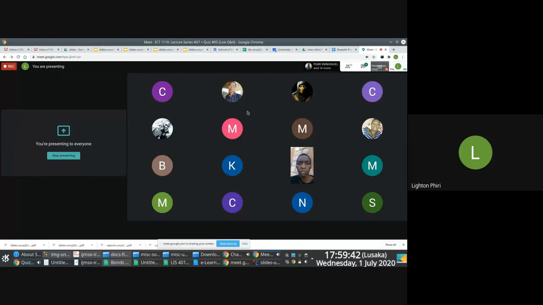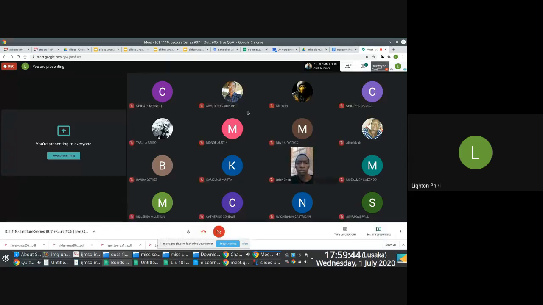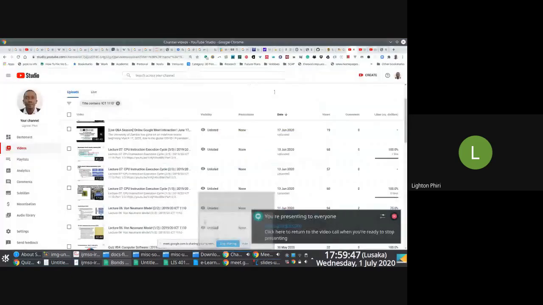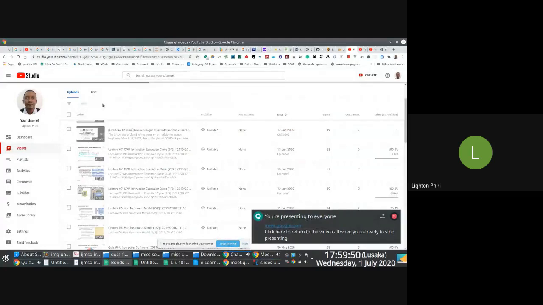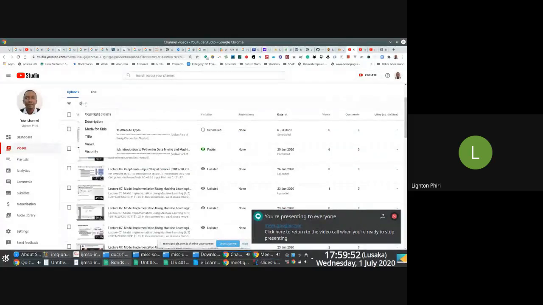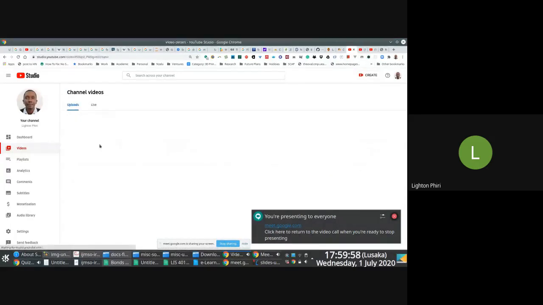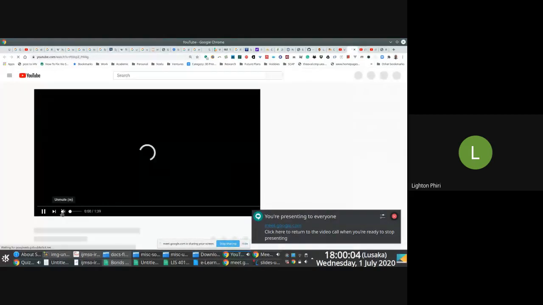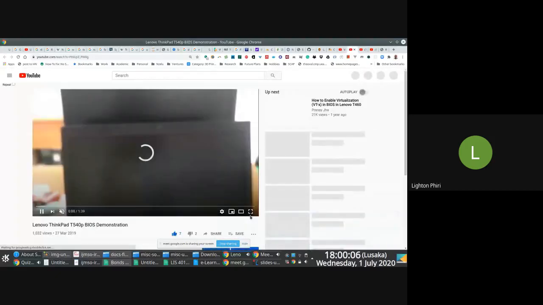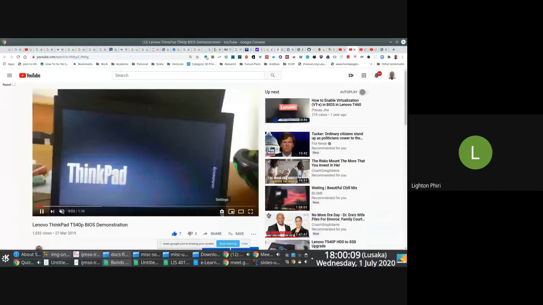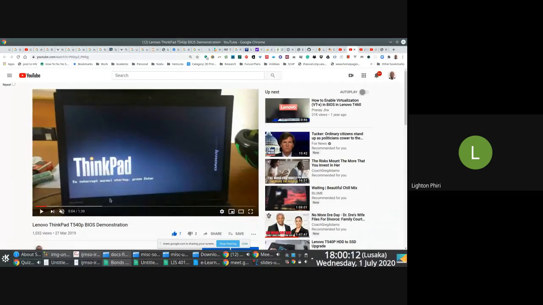Guys, if you want to understand what Kennedy is talking about here, there's a link on the Moodle where I walk you through the BIOS of one of my laptops. I think this is my Lenovo. Excuse the quality, but notice that when I switch on the computer, what you're seeing here, the ThinkPad and Lenovo, at this point the operating system has not been loaded, hasn't yet been bootstrapped.